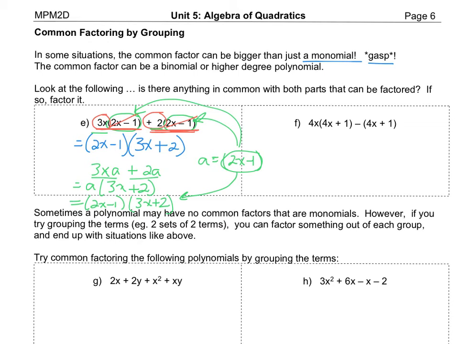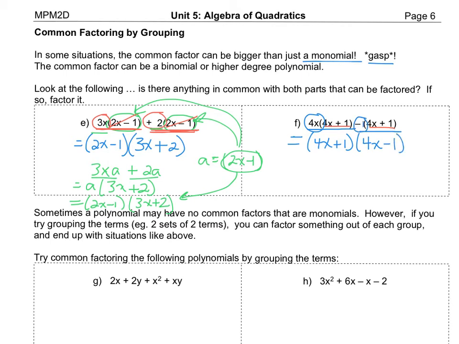In my part F here, I have a 4x plus 1 that's common to both of these parts. So that would equal 4x plus 1 is my common factor. When I divide this whole thing by 4x plus 1, I'm left with the 4x here. And when I divide this part by 4x plus 1, I'm left with a minus 1 here.